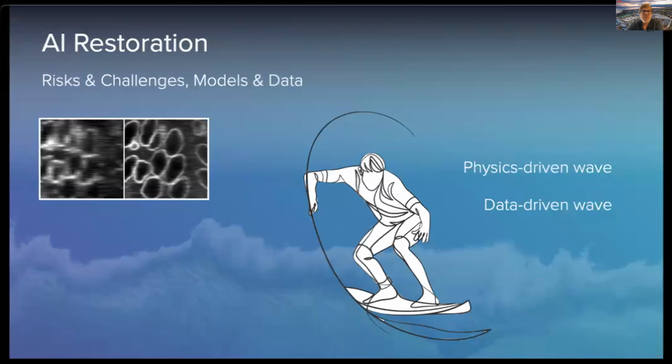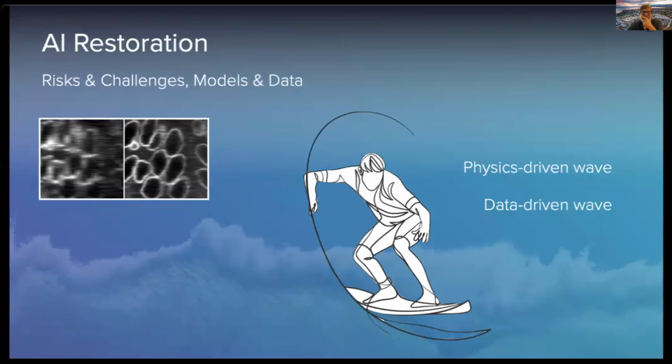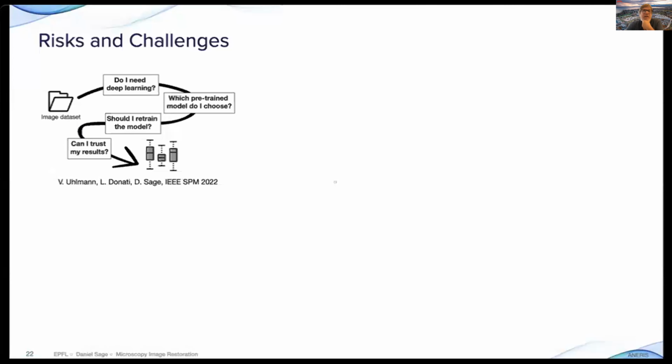Okay. So I will move to some considerations about AI restoration: risk and challenge, model and data. When you want to design a deep learning system for image restoration, you are faced with all these kinds of questions. That's maybe not complete, there are other kinds of questions, but the first one is: do I really need deep learning for solving my problem?